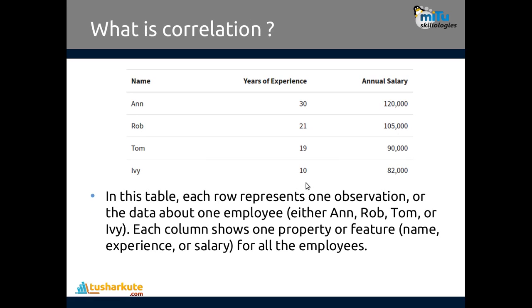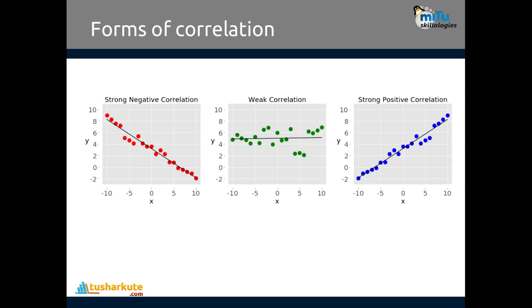So you can check it out. 10 years 82, 19 years 90, 21 years 15 and 30 years 120. It means that they are connected. When experience is increasing, your salary is also increasing. Okay, that's your observation. So what correlation forms are we having now?